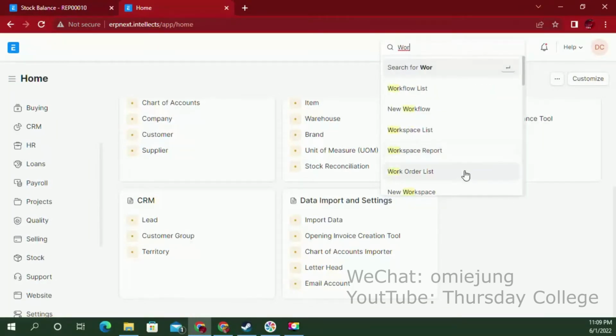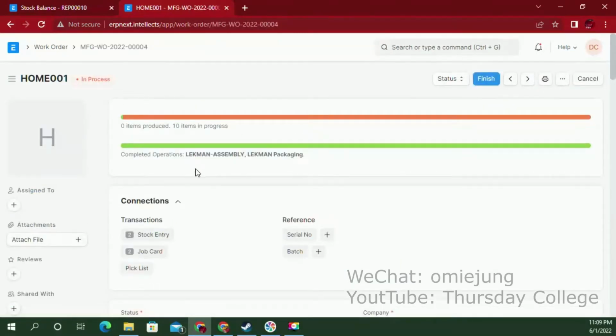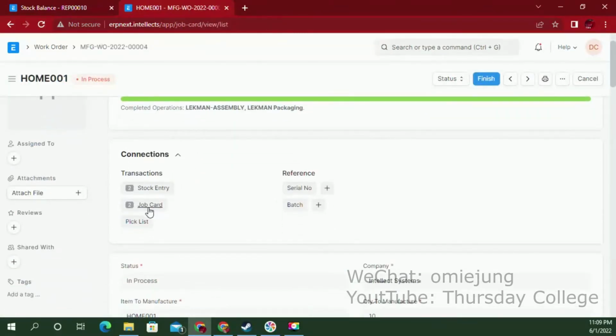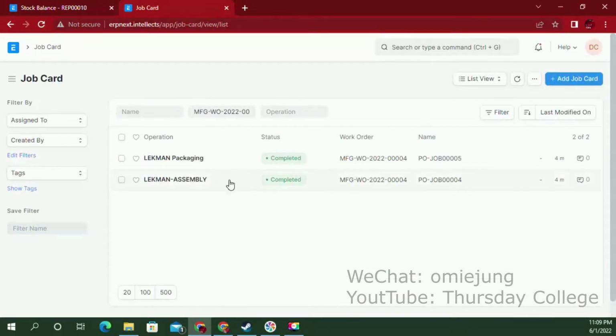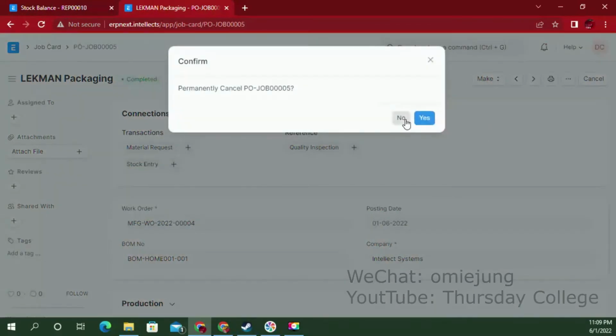Work order here, come back to in process already. So you click to the work order and then you click the job card. Okay, so this one is the job card that is related to the one that you just did, the packaging and assembly. So what I'm going to do is just cancel the job card.